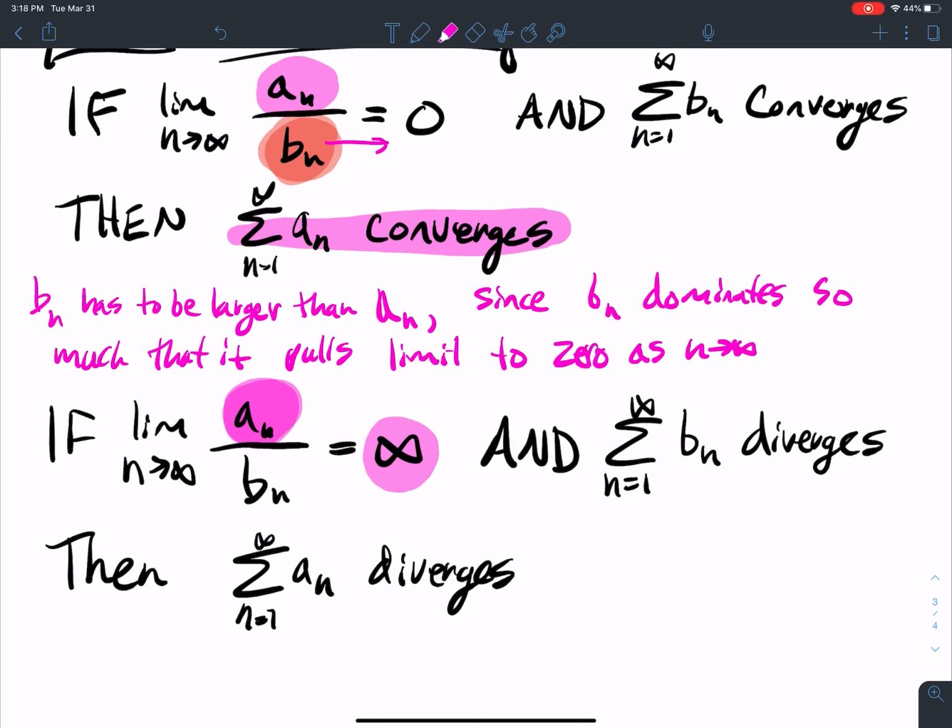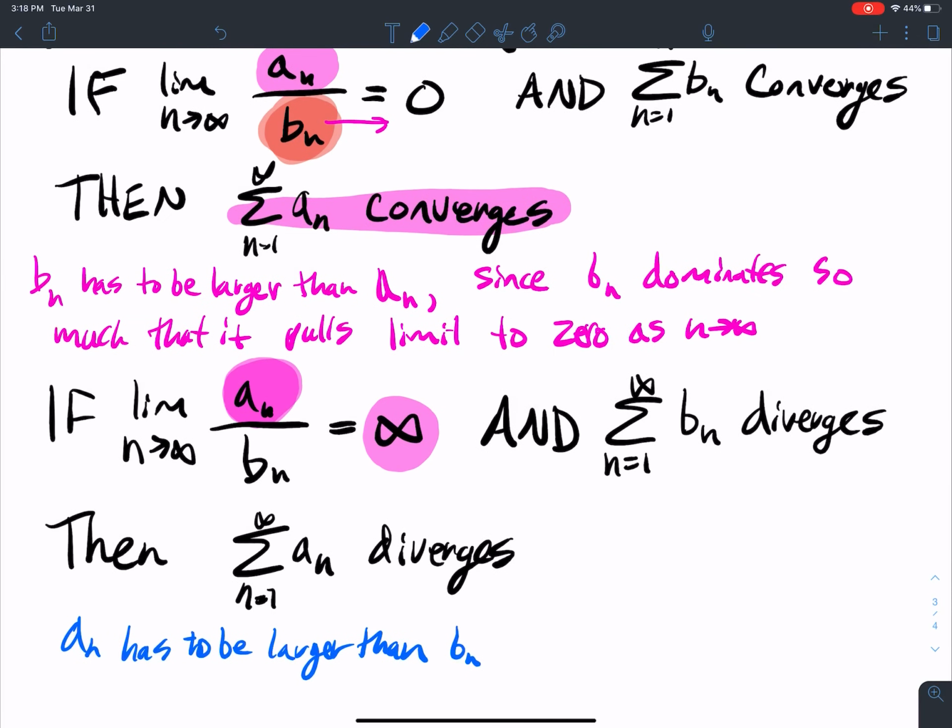Okay? But if I know that a n dominates b n, so that means what? That means that a n has to be larger than b n. Okay, so that's what we know. a n has to be larger than b n as n goes to infinity, right? What does that tell me about a n? That tells me that since b n diverges, since that's diverging off to infinity, and a n's bigger, then a n also has to diverge to infinity. All right, it's forced to.